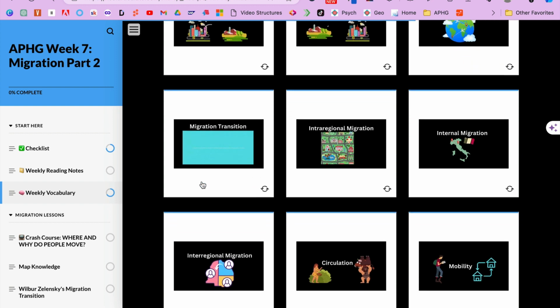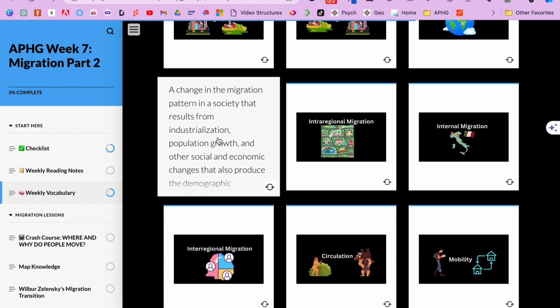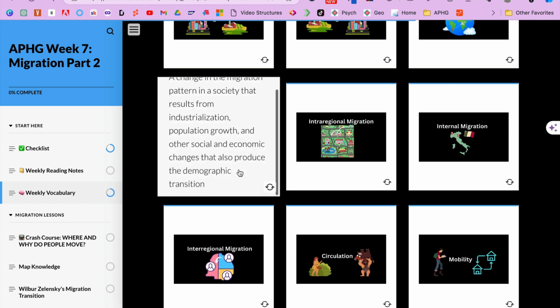The migration transition, a change in the migration pattern in a society that results from industrialization, population growth, and other social and economic changes that also produce the demographic transition.